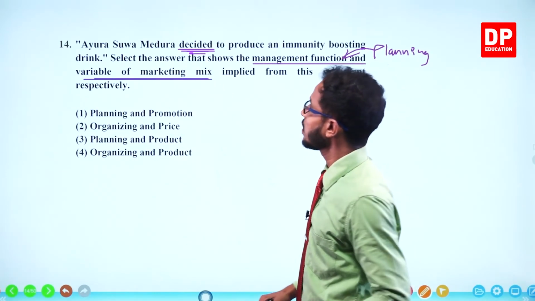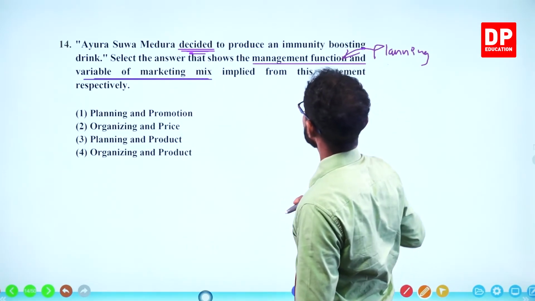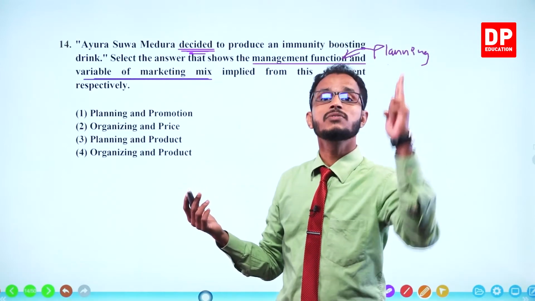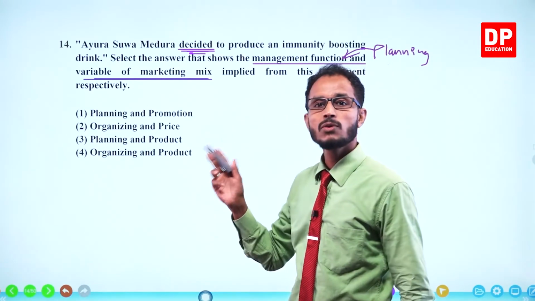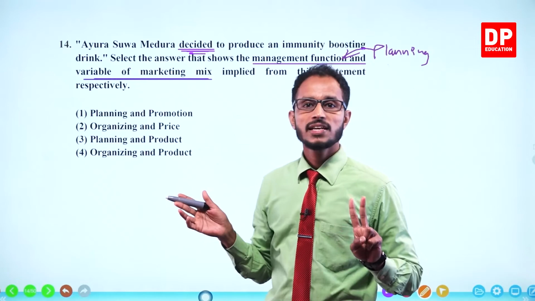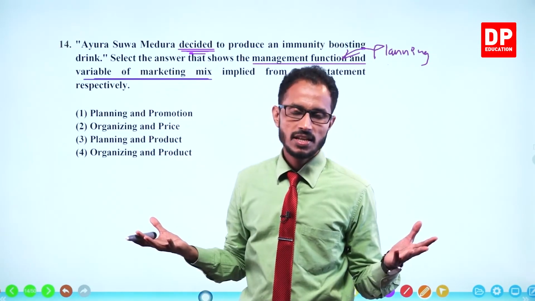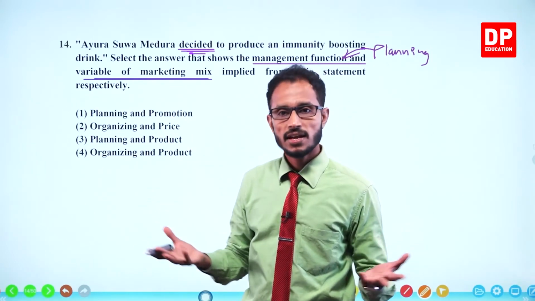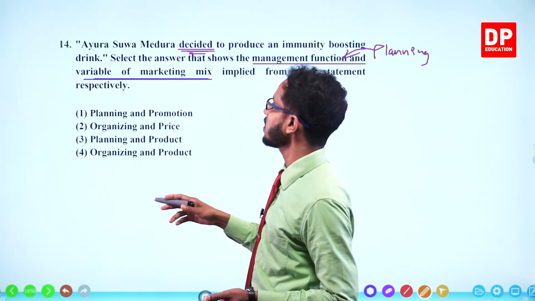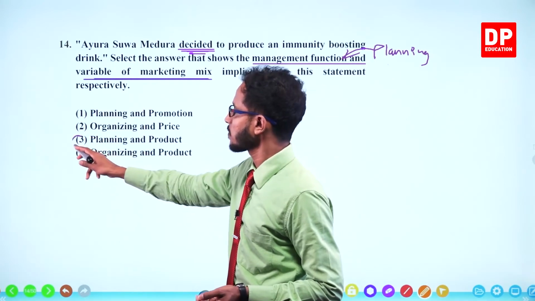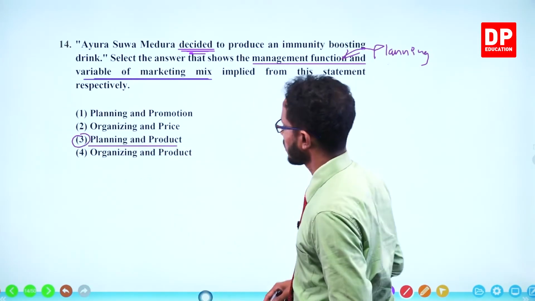See. Then produce the product, immunity boosting drink. When you talk about marketing, product, price, place, promotion. In the marketing variables, the variable mentioned here is the product. So planning and product. Planning and product. Next question.